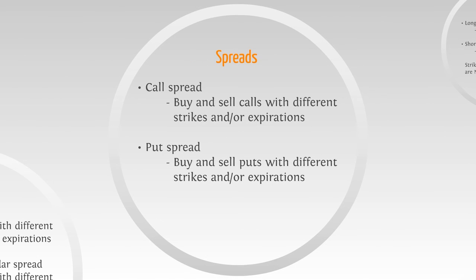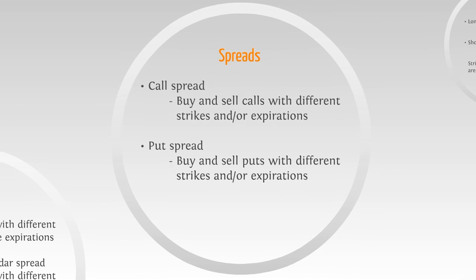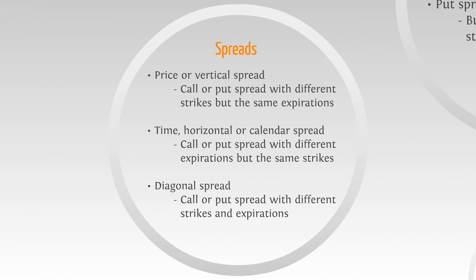Some other terminology is a call spread is when you buy and sell calls with different strikes or expiration dates. And a put spread is when you buy and sell puts with different strikes or expiration dates. A price or vertical spread is when you have a call or put spread with a different strike price, so the dollars are different, but the expiration dates, the time, they both settle at the same time. So that's called a price or a vertical spread. The price is what's variable between the two options positions.